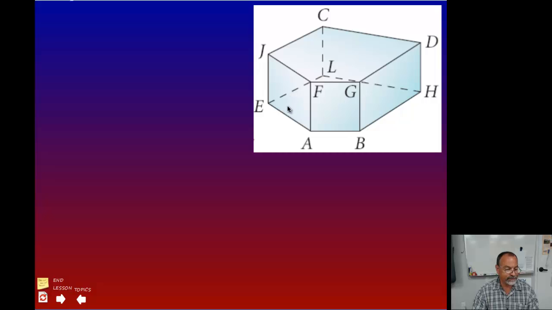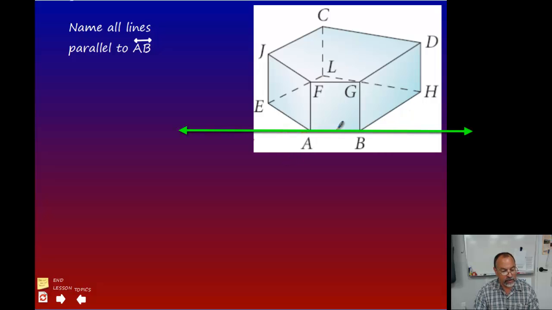So let's look at, let's see, what do I have here? Oh, there we go. Name all the lines that are parallel to AB. So line AB is right down here at the bottom. So I need all the lines that are parallel. So I'm looking for lines that are in the same plane, either shown or not shown, that are parallel to AB. Well, the plane here in the front is FG, so any line in FG in the plane ABG is going to be parallel.